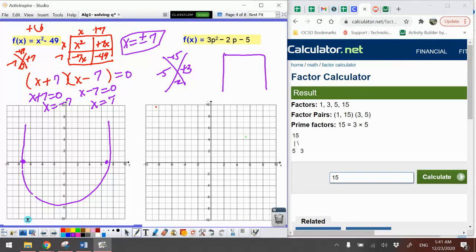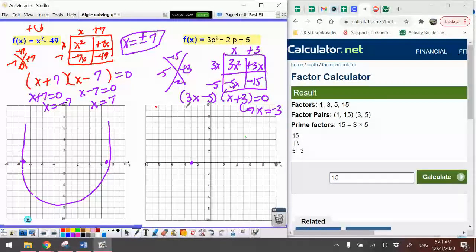So if I use the box method, I have 3x squared, my minus 15, minus 5x, plus 3x. This one's going to be a +3, an x, a 3x, and a -5. So I have two factors, 3x minus 5 and x plus 3. Well, this one's pretty easy. I know that's x equals -3. So I know that I have one point at -3. And it's perfectly fine to come up with decimals when you're finding roots or zeros. So this one is going to be a decimal.